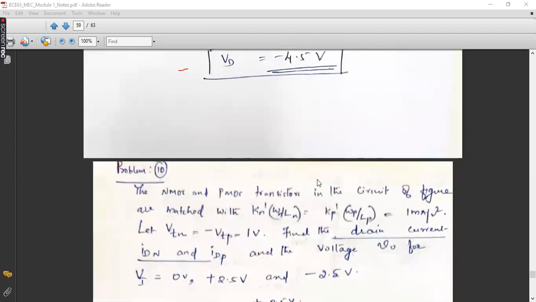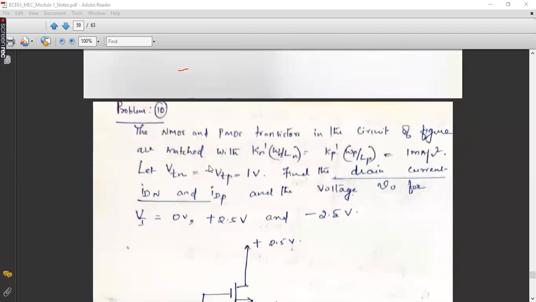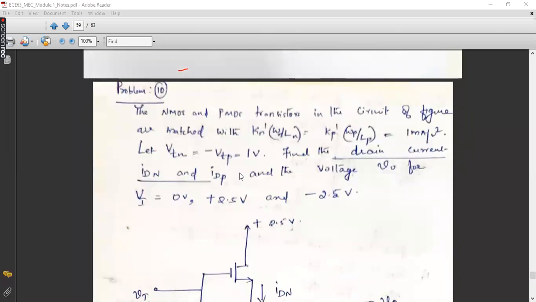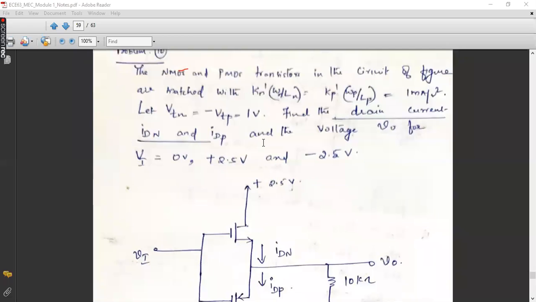Okay, sir. Now one more numerical problem is pending. I would like to explain this and we'll finish module 1 then. The NMOS and PMOS transistors in the circuit of the figure are matched with Kn dash W by L equal to Kp dash W by L equal to 1 milliampere per volt square. Till this question, we have only dealt with NMOS, right? But in this question, we have a combination of both NMOS and PMOS. That's the difference.